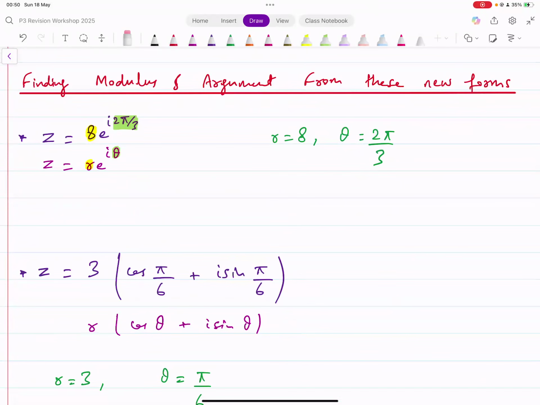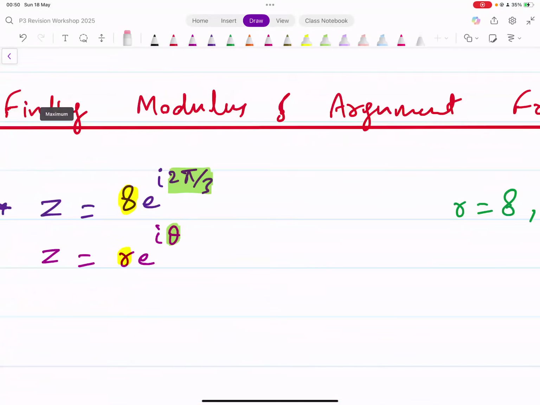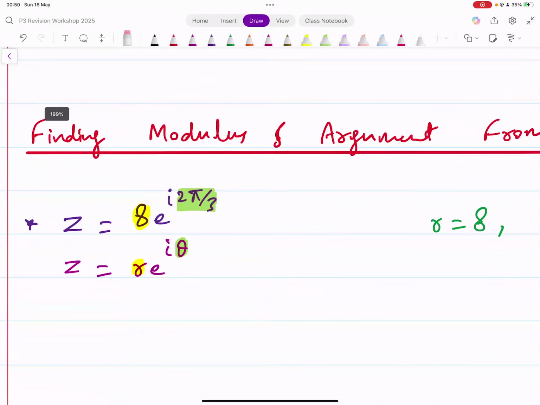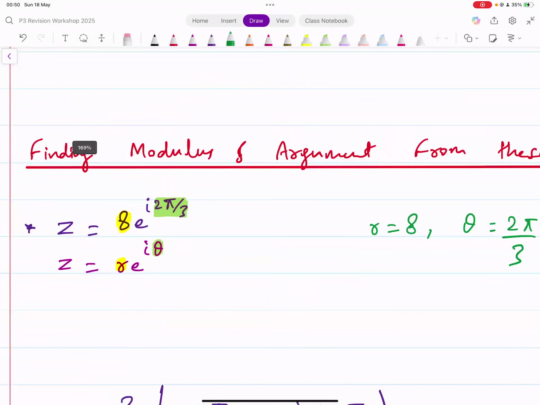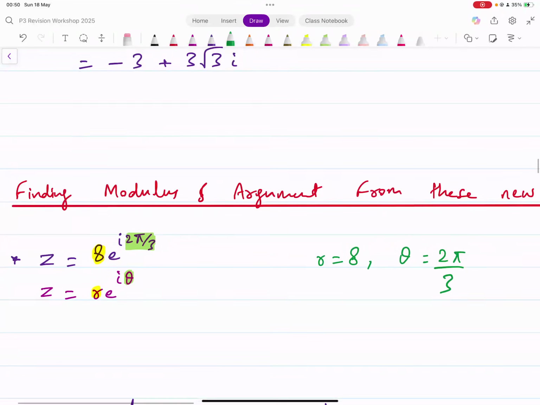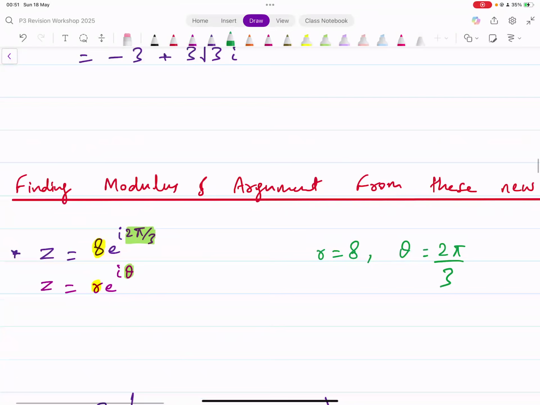Now, from these new forms, if you had to find modulus and argument, we already talked about e power iota theta form earlier. So if you had 8 e raised to power iota into 2 pi over 3, 8 is the modulus and 2 pi over 3 is the argument. If there was a negative there in the power, that would also be part of the argument. We would say the argument is negative in that case.